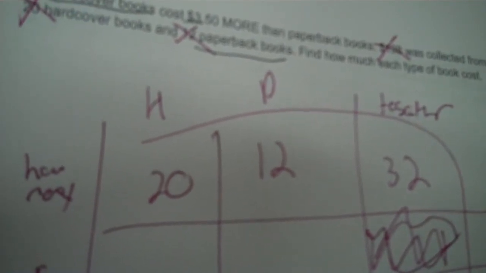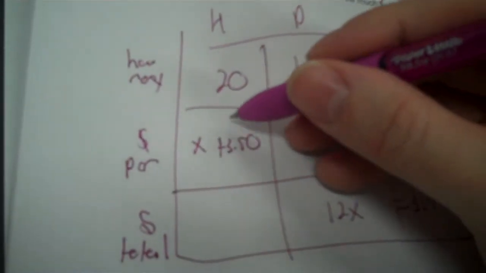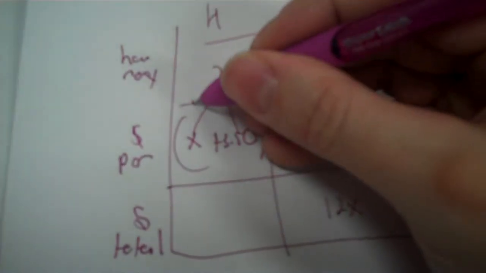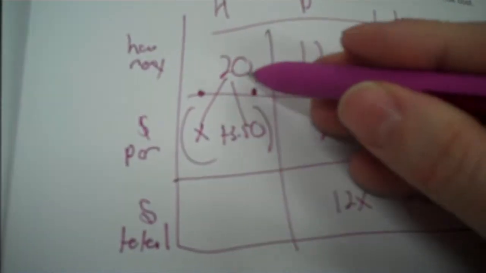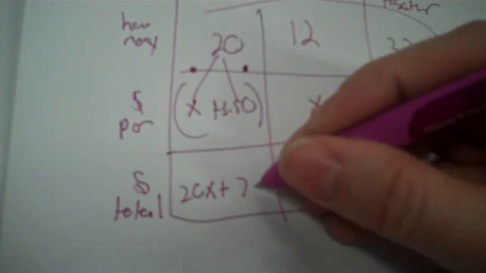All right, now there's one thing left about the money. $3.50 more. So you don't just put $3.50, you put a plus $3.50 with paperbacks. You don't need Y then, you put X and X. Okay, so 12 times X is 12X. To take 20 times this, you need to parenthesize that and distribute. That means times and times. So that's 20x, and 20 times 3.50 is 70.